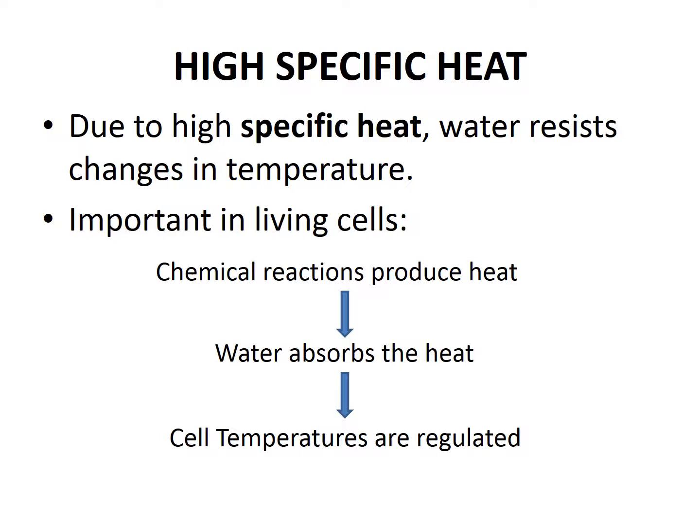Due to high specific heat, water resists changes in temperature. This is important in living cells. Chemical reactions in living cells will produce a great deal of heat. Water absorbs the heat, which helps to regulate temperatures. The cells are able to maintain stable temperatures. In other words, cell temperatures are regulated. Think homeostasis, the maintenance of a stable environment. Be sure to pause the video here to get all of the details about high specific heat in your notes.